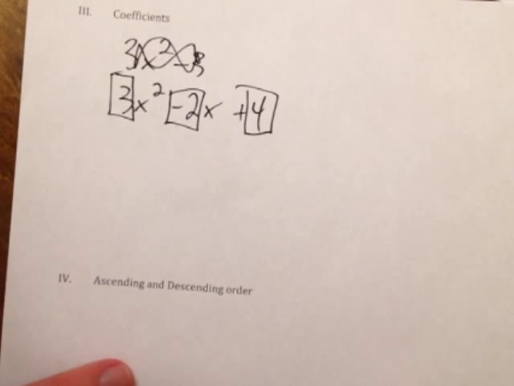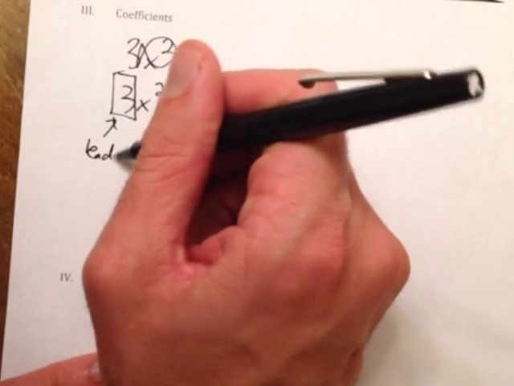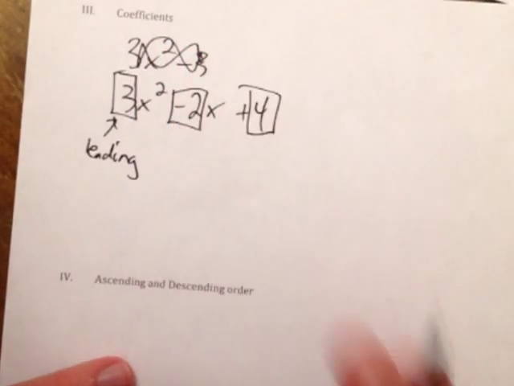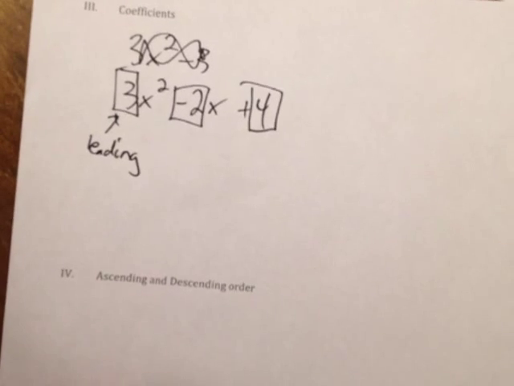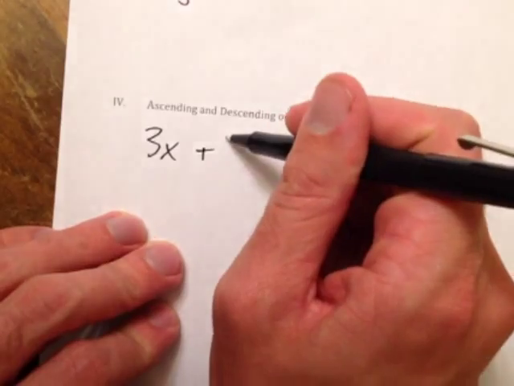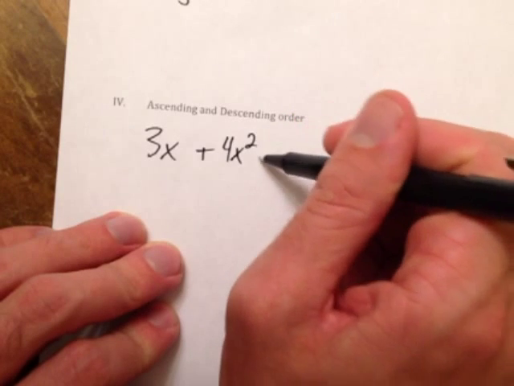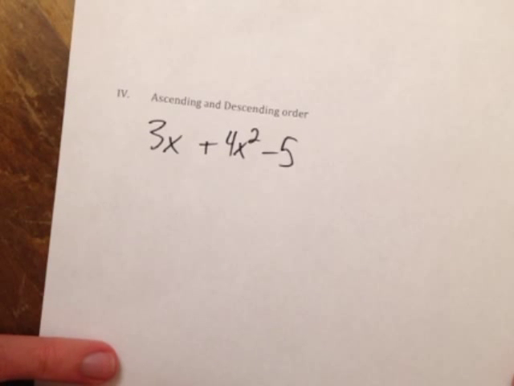And where we really like to talk about coefficients, this one we would call the leading coefficient because it's the one that comes first when the polynomial is in what we call descending order or standard form. Okay, so when you see polynomials, typically you will not see them written like the one I am about to write. You will not see them written 3x plus 4x squared minus 5.